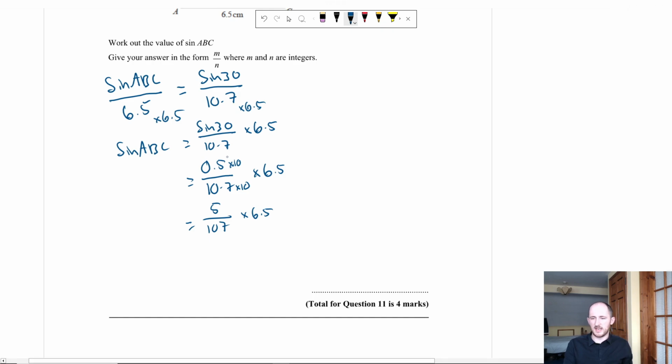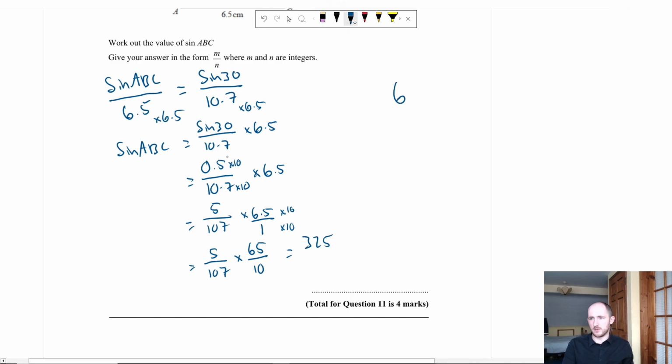Okay? Which again technically should be, if I put that over 1, what I'm going to do now is times this top and bottom by 10 to get rid of the decimal. So that gives me 5 over 107 times 65 over 10, top times top, bottom times bottom. 5 times 65, you can use the column method, or you can times it by 10, which is 650, and divide it by 2, which is 325.